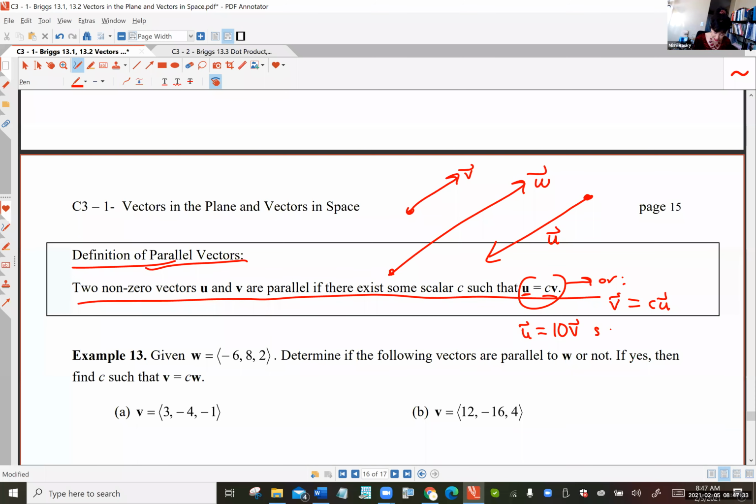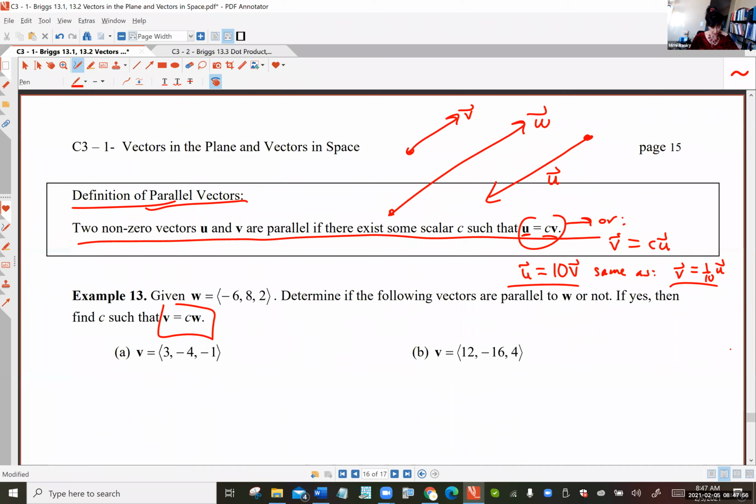That means the same as the fact that V is equal to 1/10 of U. So either way, it doesn't matter as long as you can show me one is a scalar multiple of the other. However, if they ask you for a specific scalar and give you a specific way they want it, then you can't just do either one of these.